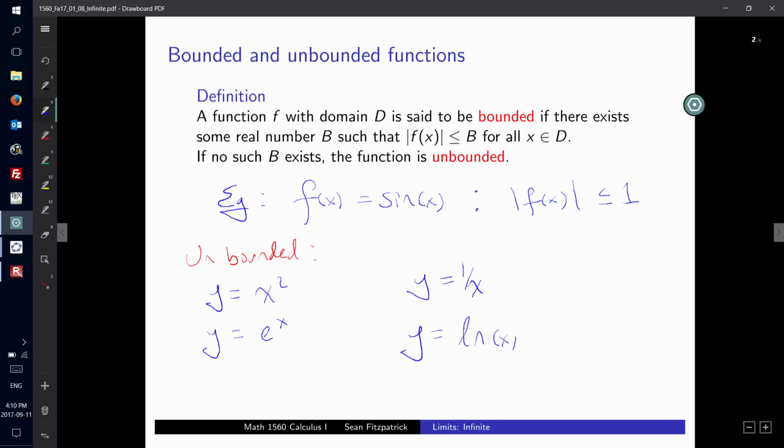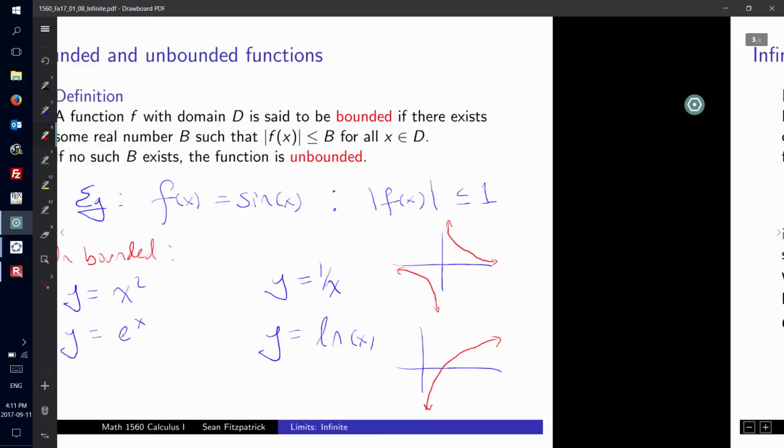The natural log function is another example, right? If I graph 1 over x, I know that the graph looks like this, right? And it goes off to infinity as x approaches 0 from either side. Similarly, the natural log function also has a vertical asymptote at 0. It goes off like that, right? So these are both functions that near 0 are not bounded because the y values go off to infinity. And that's the sort of behavior that we're interested in this video.